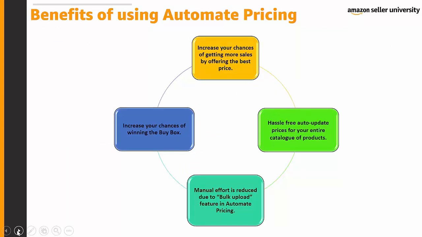What are the benefits of using Automate Pricing? Increase your chance of getting more sales by offering the best price. Hassle-free auto update of prices for your entire catalog of products. Manual effort is reduced due to the bulk upload feature in Automate Pricing. Increase your chance of winning the buy box.